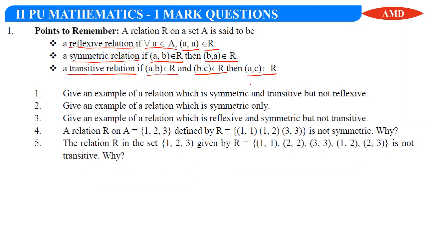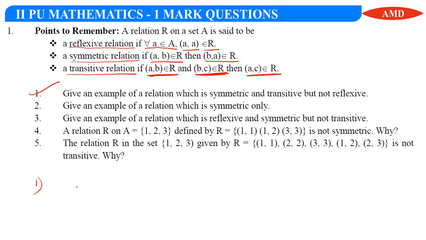Now, the only case where the relation cannot be transitive is that A, B belongs to R and B, C also belongs to R, but A, C does not belong to R. Rest all the relations can be taken as transitive relations. Let me try one question here, students. The first one. Give an example for a relation which is symmetric and transitive but not reflexive.